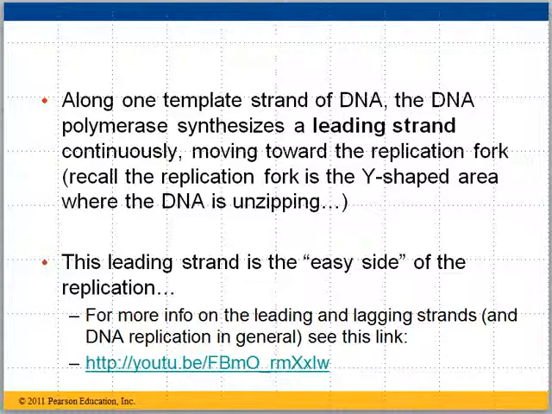As the fork widens, the replication just continues on down the line. So recall that the replication fork is that Y-shaped area where the DNA is unzipping. So I usually call the leading strand the easy side of replication.